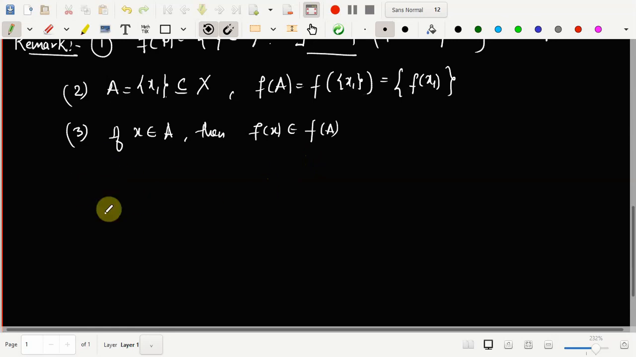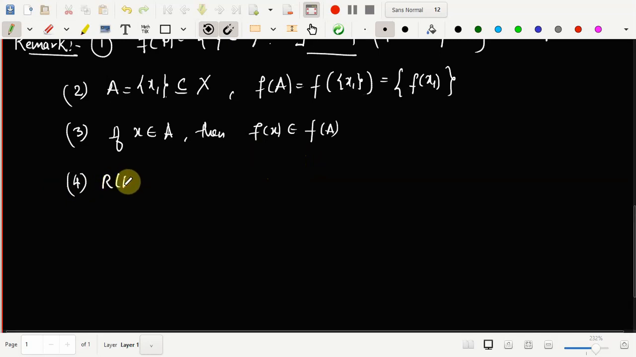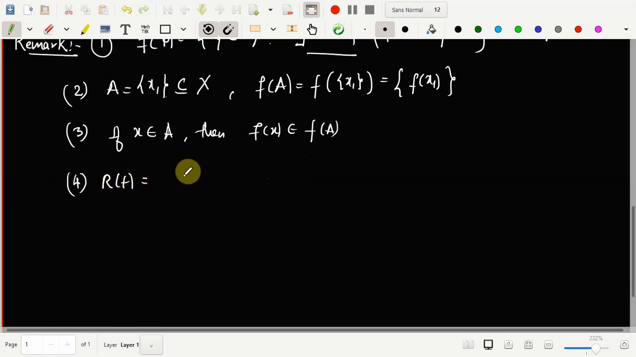So we will answer that question. Before that, let me take one more remark. A range of a function, we know that it's a subset of Y, and it's a collection of all the points of Y which have pre-images in X.